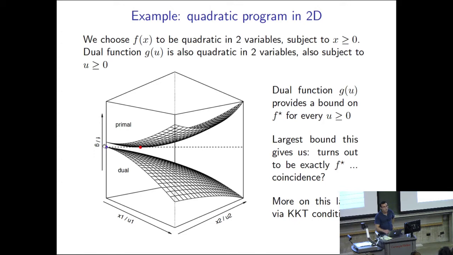So we can actually learn things about the dual optimum from the primal optimum and vice versa. That is what we're going to learn next time. So this is just an implication of that. It's not a coincidence empirically.